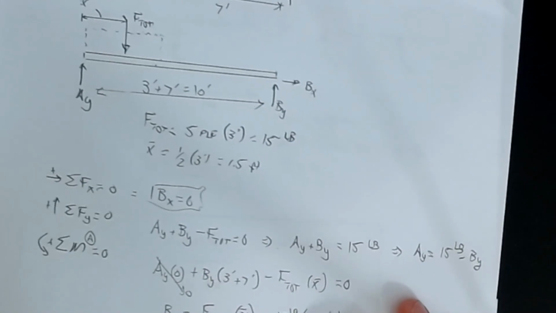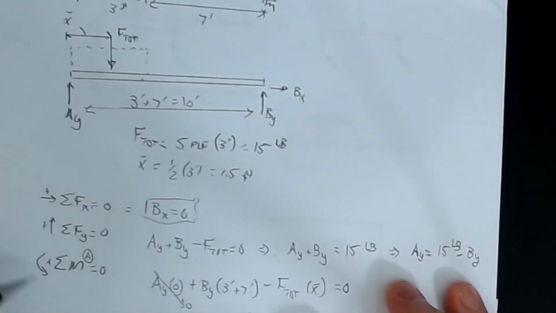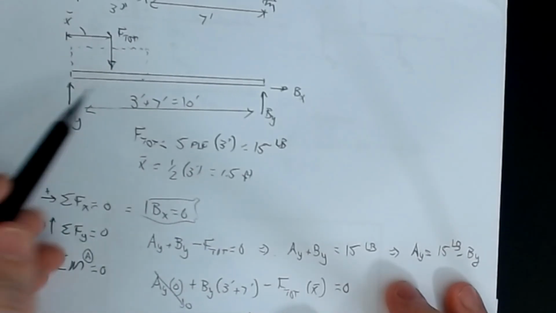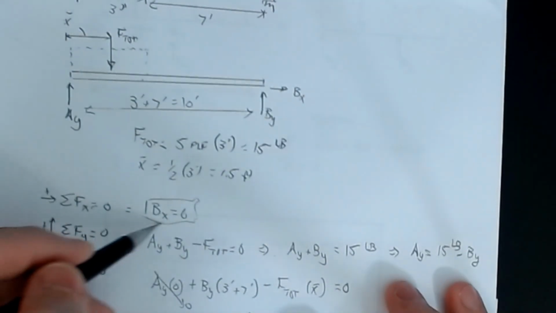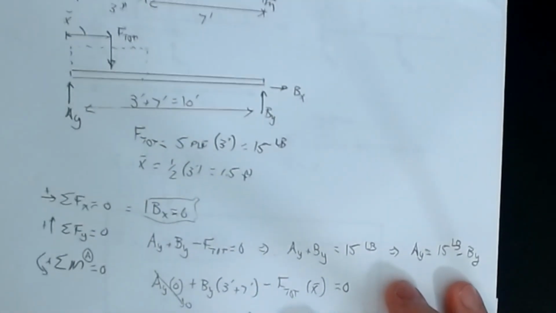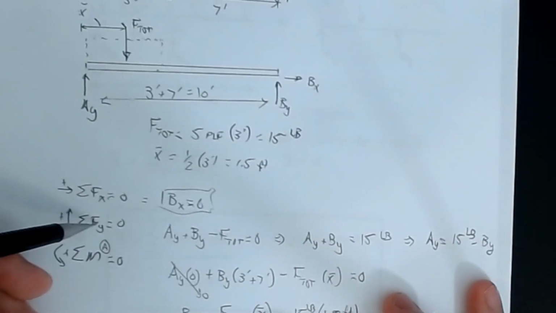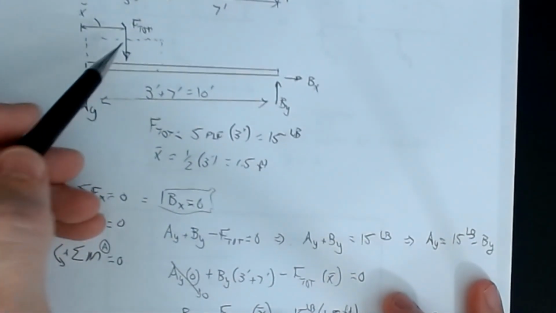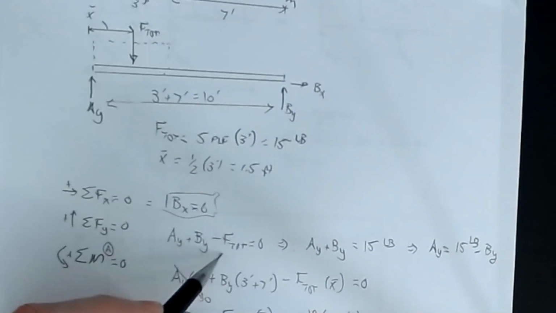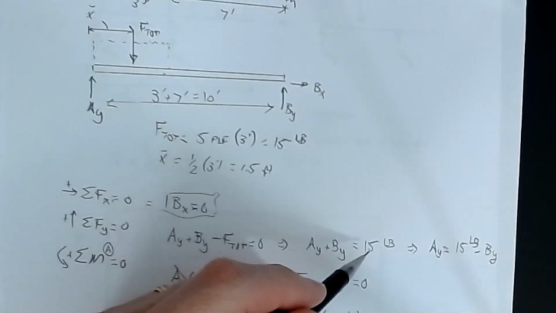Now that we've got our values, I can write my equilibrium equations, because we now have a valid free body diagram. If I do sum of forces in the X, the only thing in the X is BX, so BX is equal to 0. There's the first one. I can also do sum of forces in the Y direction equals 0. Assuming up is positive, that's plus AY plus BY minus F total, all equal to 0. So AY plus BY is equal to 15 pounds.